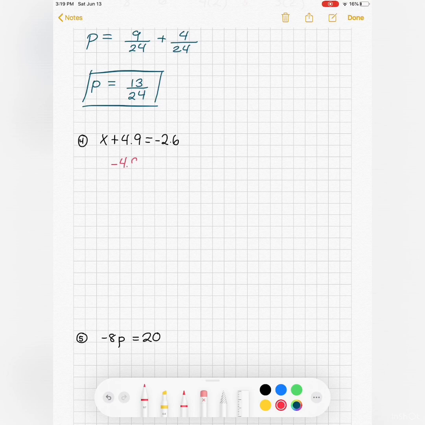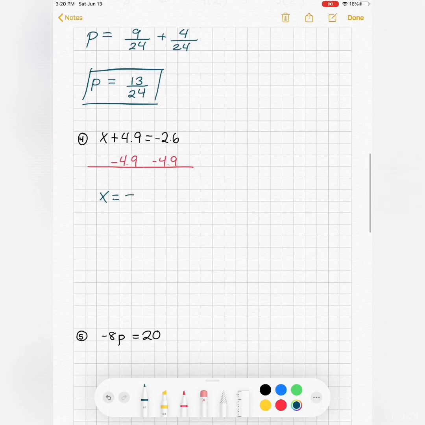Working with some decimals. Okay, so I have negative 2.6 minus another 4.9. So those are both negative, so my number is going to be negative. Let me see what the number is in magnitude. So if I actually add these together, I get 7.5, except of course that number is going to be negative.